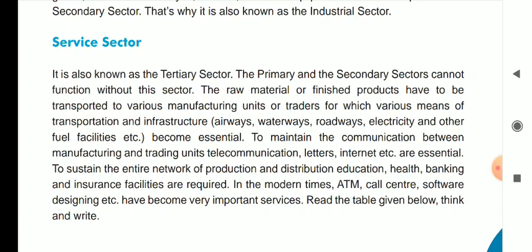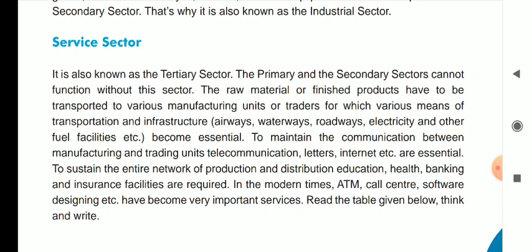The raw materials and the finished products have to be transported to various manufacturing units or traders, for which various means of transportation and infrastructure such as airways, waterways, roadways, electricity and other fuel facilities become essential. It is an important part.